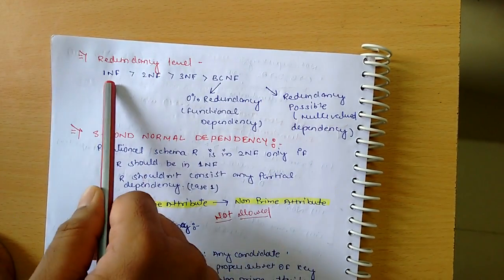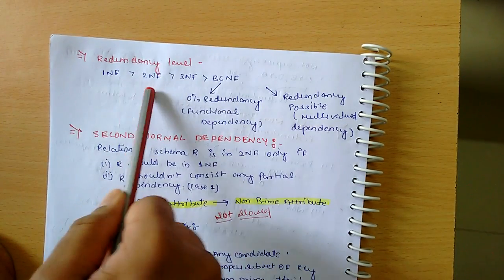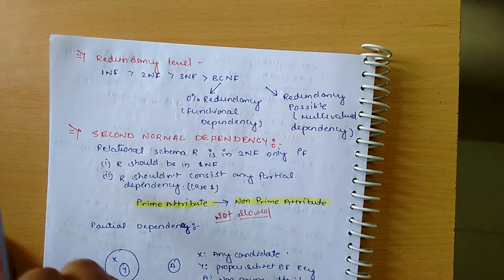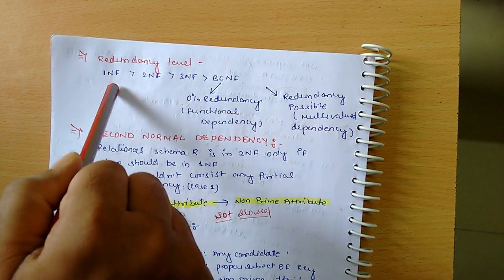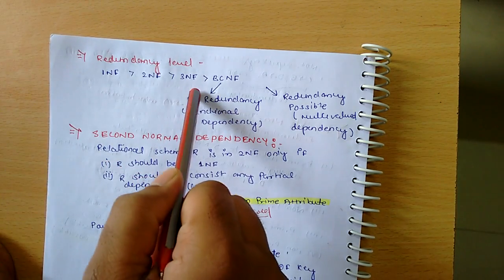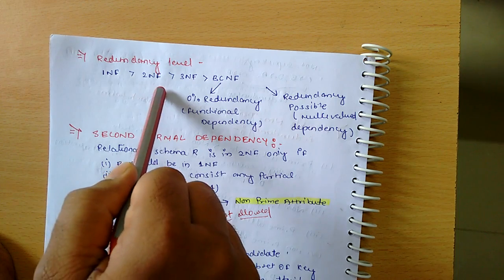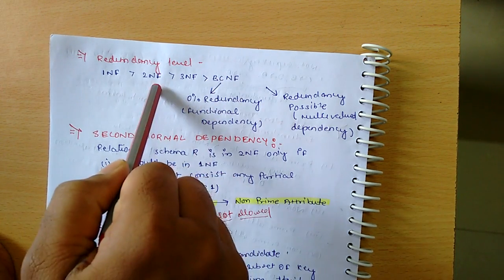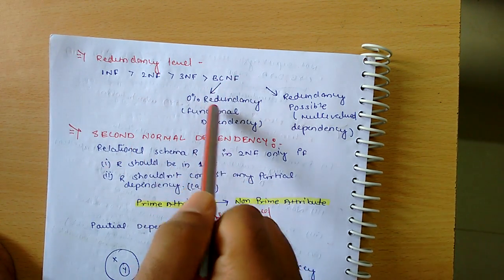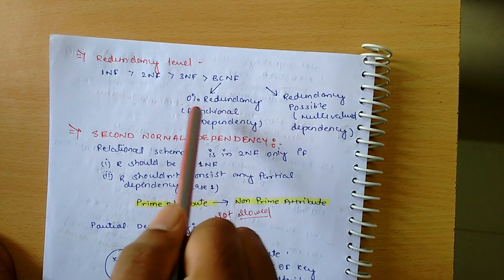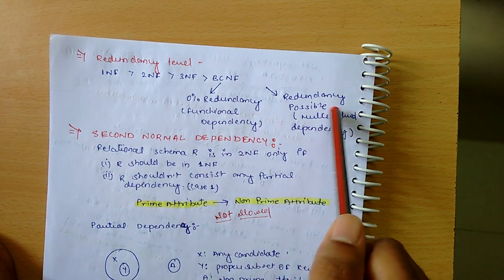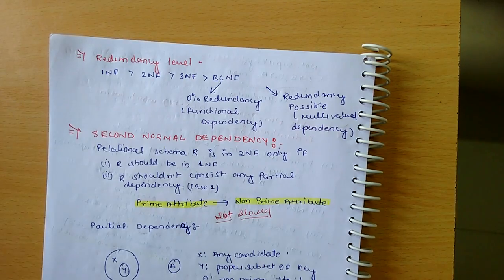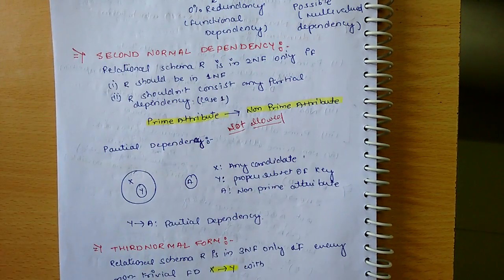Redundancy level: first NF has more redundancy than the second NF. Second NF has more redundancy than third NF, but less redundancy than first NF. Third NF has more redundancy than BCNF, but less than 2NF. BCNF has 0% redundancy because of single valued functional dependency, but redundancy may still be possible because of multi-valued dependency. Okay. Now we'll talk about the second normal form.